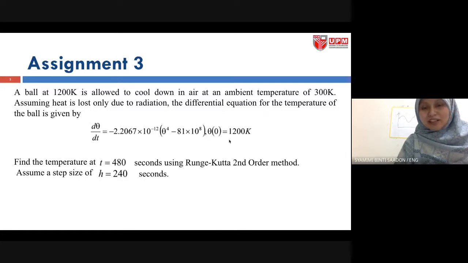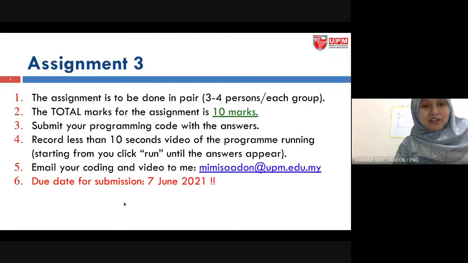So we have the first order differential equation. Use this equation to find the temperature at t = 480 seconds using Runge-Kutta second order. So only second order. Assume a step size of h = 240, so 240 and then 480. Okay, the same instruction.